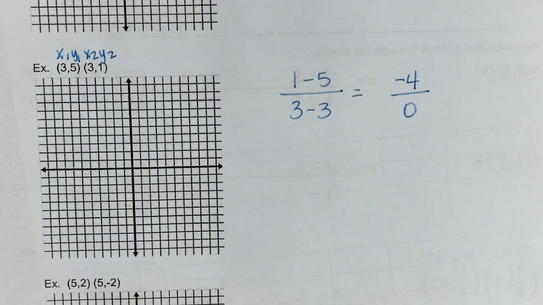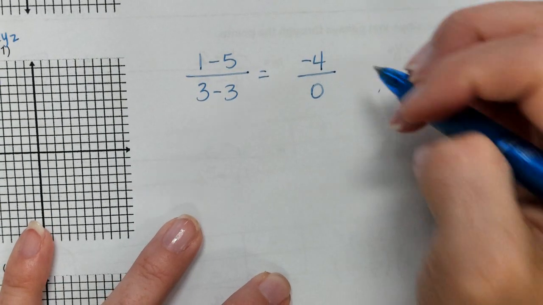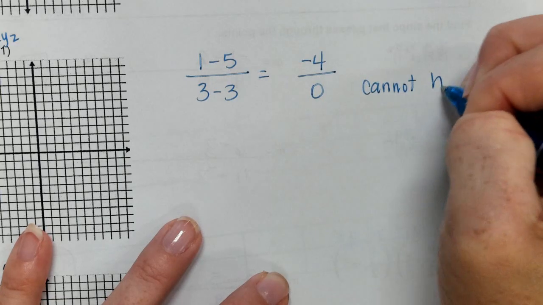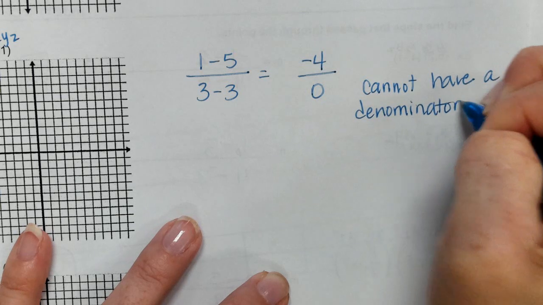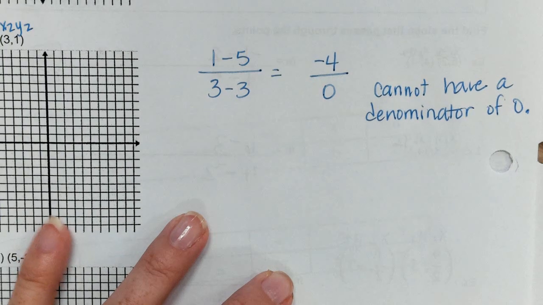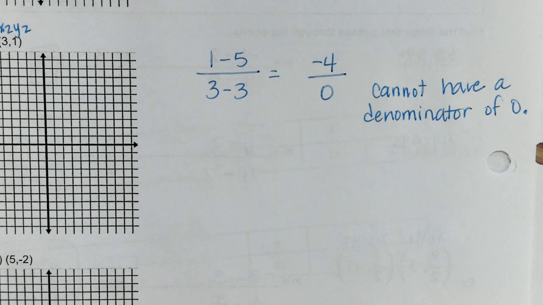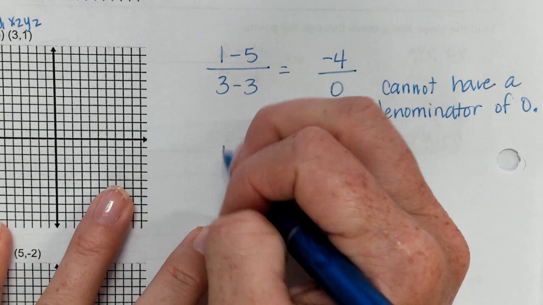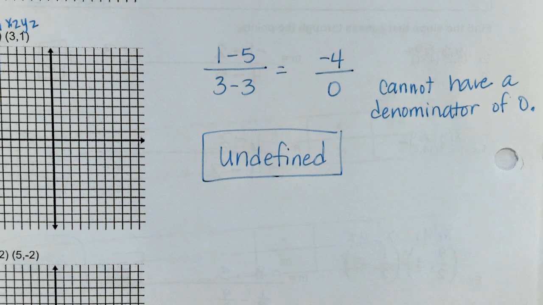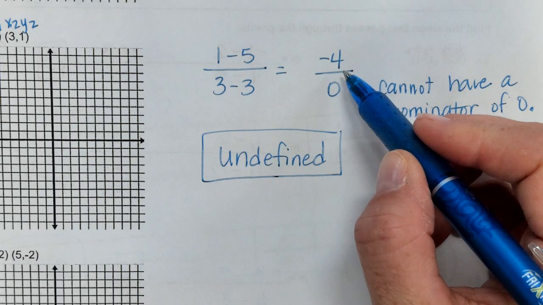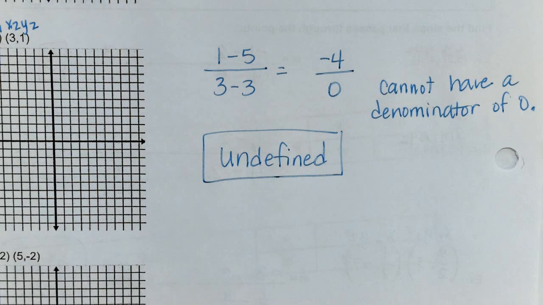Can you have a denominator of 0? No. So I want you to write that down. Cannot have a denominator of 0. So what do y'all think my answer is going to be? Undefined. You cannot put this as your answer. You must put the slope is undefined.